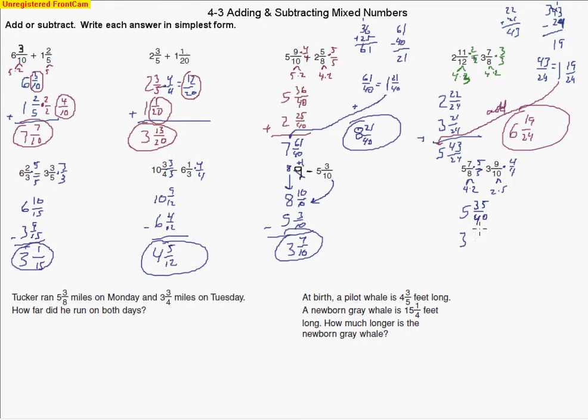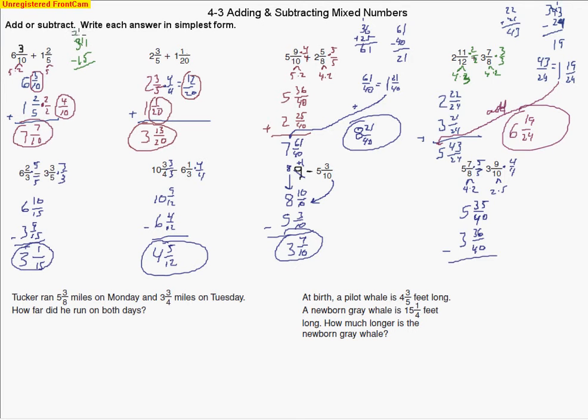3 and 36/40. So here's my problem. You see, I can't take away 36 from 35 because I'm going to end up with a negative number, and you don't want to do that with the fractions like this. So what I'm going to do is borrow. It's just the same concept as if you had, let's say, 13 and you were taking away 15. You'd have to borrow from the 3.